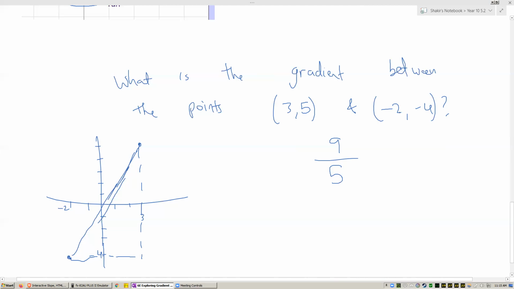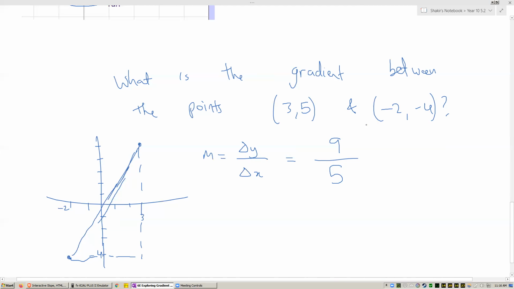So the gradient is equal to change in y over change in x, and that's over here equal to 9 over 5. And if you do it using the visual method, you'd get the exact same answer. So this can be useful, change in y over change in x. To use it, you need to have a strong grasp of a number line.